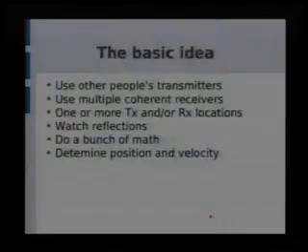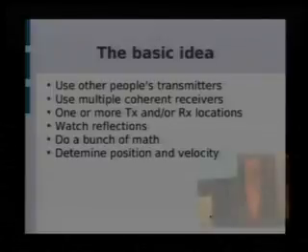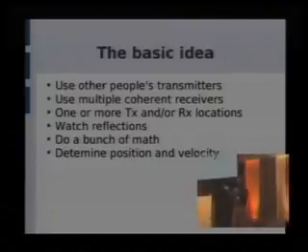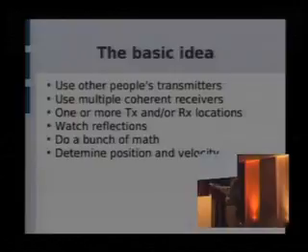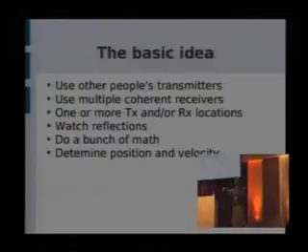So the question is, well, whose are we going to use? So we find somebody's transmitter. Then we need to have multiple coherent receivers. And what we mean by coherent is that we're listening to two signals. We might have one antenna pointed directly at the transmitter, and maybe another one pointed away from the transmitter, or maybe we're building a phased array where we have a bunch of antennas.